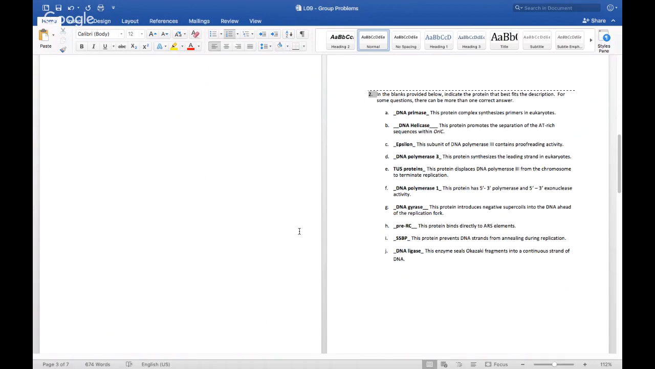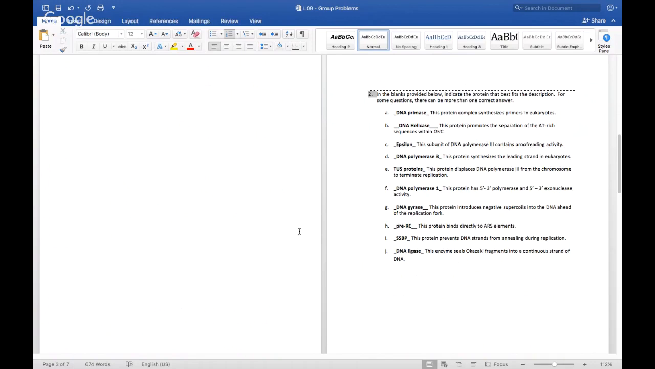Letter H, this protein binds directly to the ARS elements. That's the pre-RC protein. For letter I, the protein that prevents DNA strands from annealing during replication, making sure that the proteins and enzymes get to the right place, those are the single strand binding proteins. And the last one, letter J, is talking about the enzyme that seals Okazaki fragments into a continuous strand of DNA.